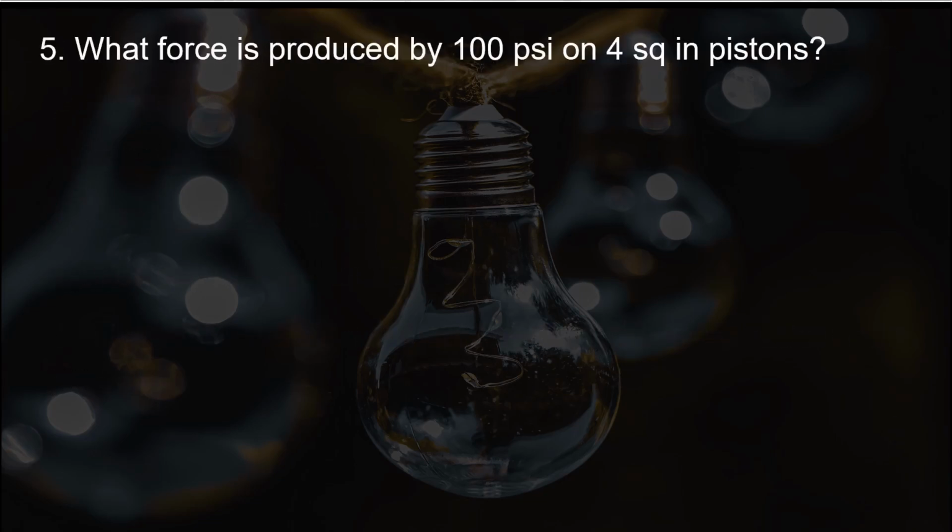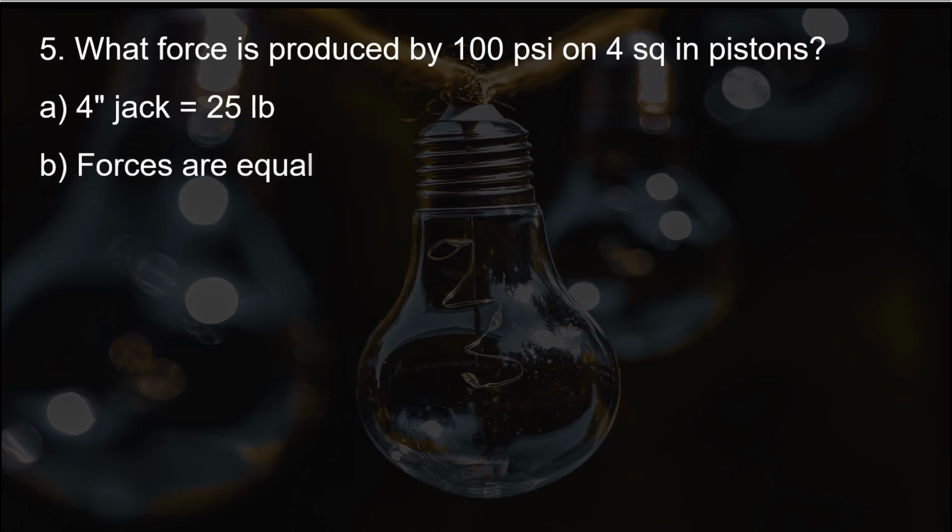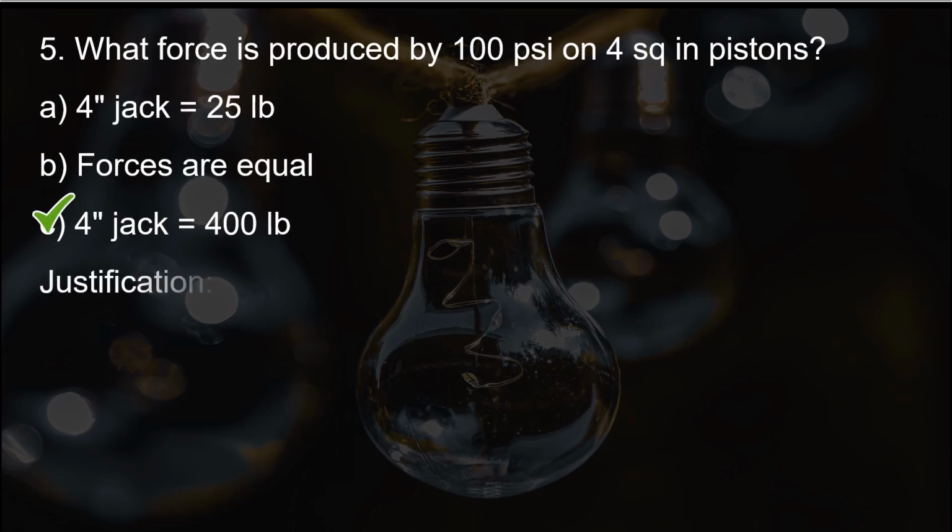Question 5. What force is produced by 100 psi on 4 square inch pistons? A. 4-inch jack equals 25 pounds. B. Forces are equal. C. 4-inch jack equals 400 pounds. Justification: force equals pressure multiplied by area.